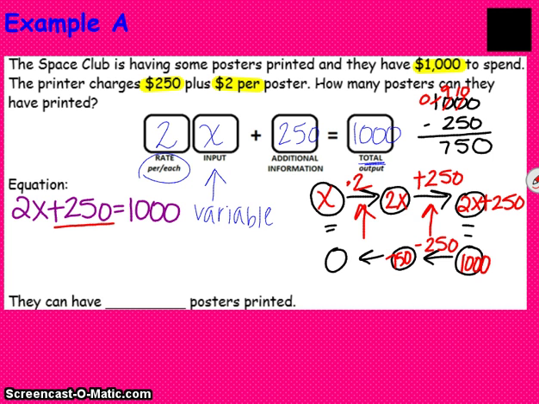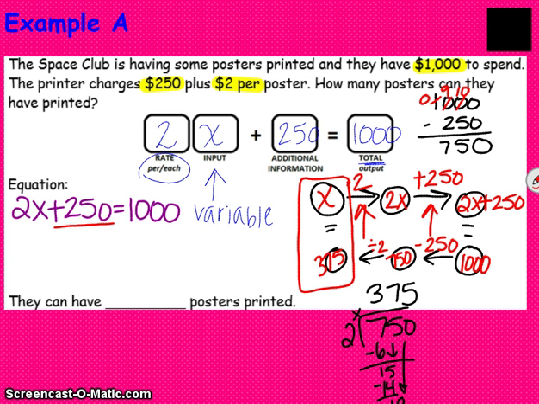Then I have to look up here where it says times 2. The opposite of that would be to divide by 2. So I've got to do 750 divided by 2. Two goes into 7 3 times. 3 times 2 is 6. 7 minus 6 is 1. Bring down your 5. 2 goes into 15 7 times. And 7 times 2 is 14. I'm left over with 1 and bring down your 0. 2 goes into 10 5 times. So I know that X is equal to 375.